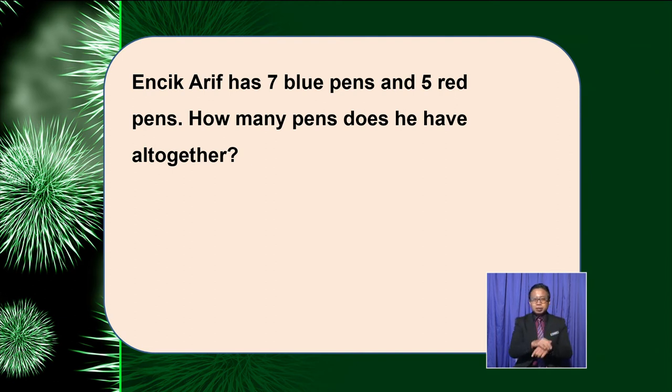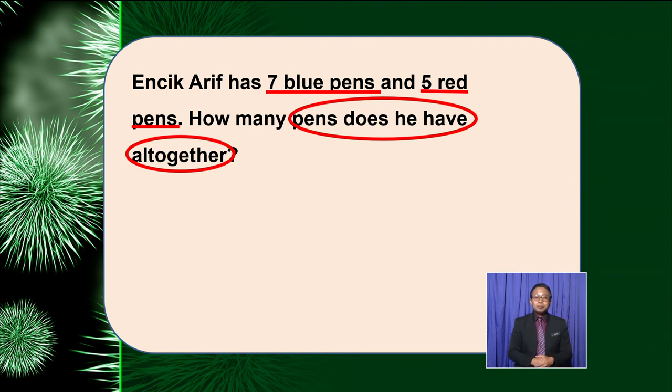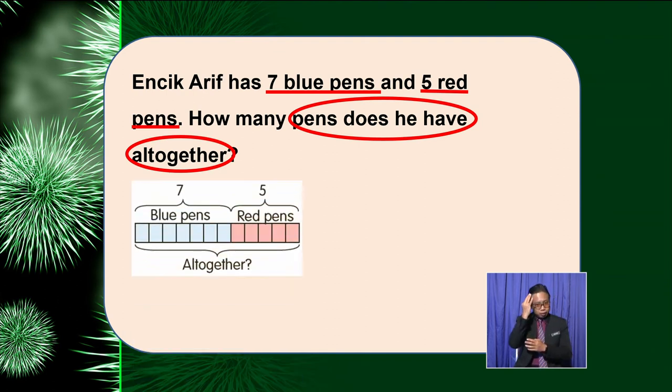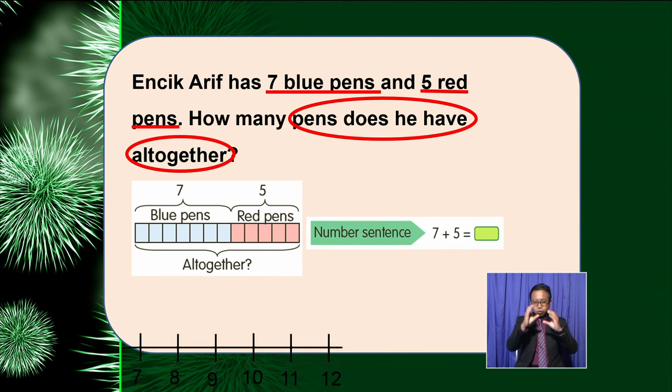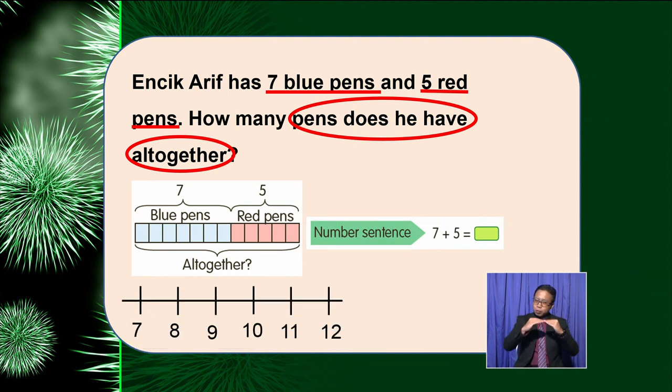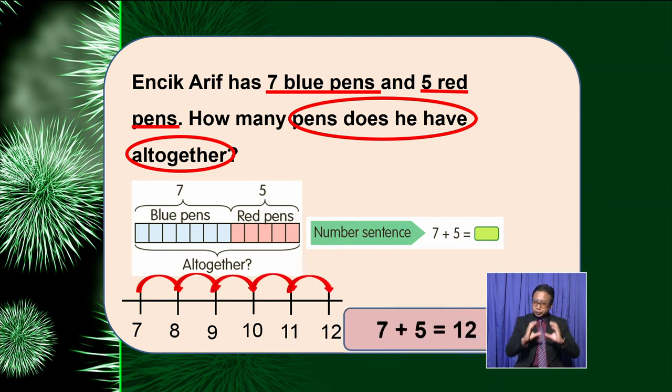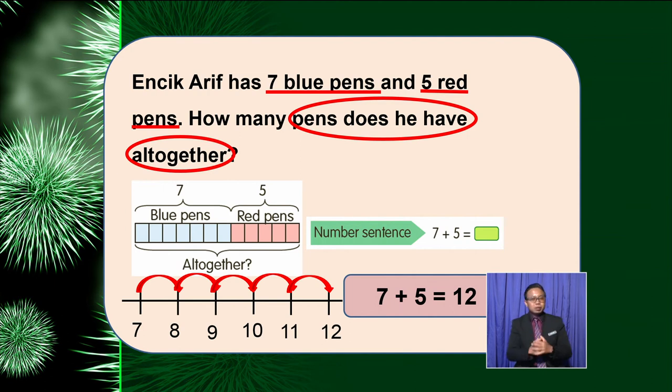Understand and interpret the problem. Underline the information given in the story. Circle the question. Then, plan a solving strategy. You can build a diagram. Then, carry out the strategy. Finally, look back. Can we try another question?